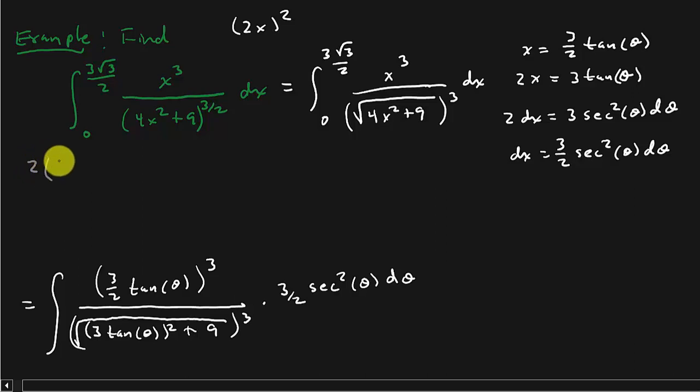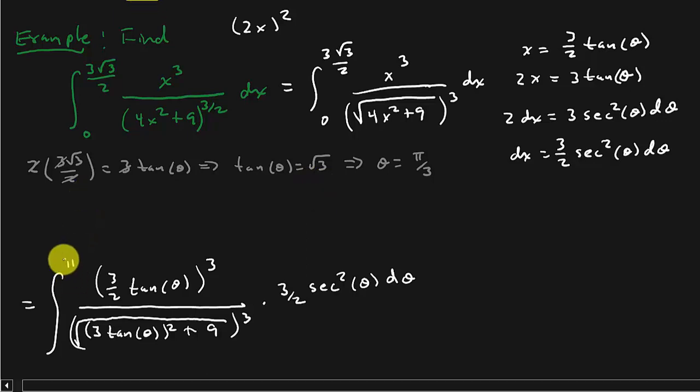So let's change our limits. We've got 2 times x, which is 3 square root of 3 over 2, equals 3 tangent theta, which gives me, let's see, the 2's cancel, and then if I divide by 3, I'm left with tangent theta equals square root of 3. All right, and so this tells me that theta is equal to pi over 3. Remember, the inverse tangent of square root of 3 is 60 degrees, which is just pi over 3.